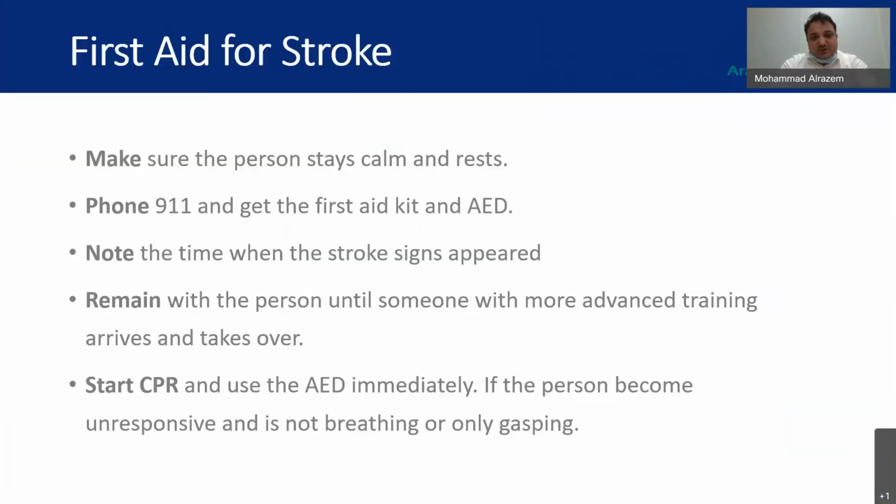Now, of course, you need to make sure the scene is safe. This is your first aid: make sure the person stays calm and rests, call 911, and get the first aid kit and the AED. Note the time when the stroke signs appeared. Remain with the person until someone with more advanced training takes over. Of course, if the patient stops breathing, you start CPR and use the AED. So this is a stroke. It's a clot in the brain. So why don't we use aspirin for it?